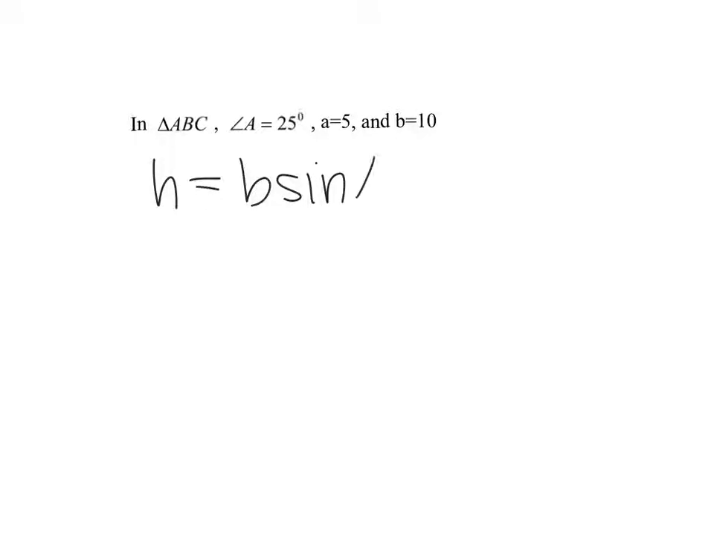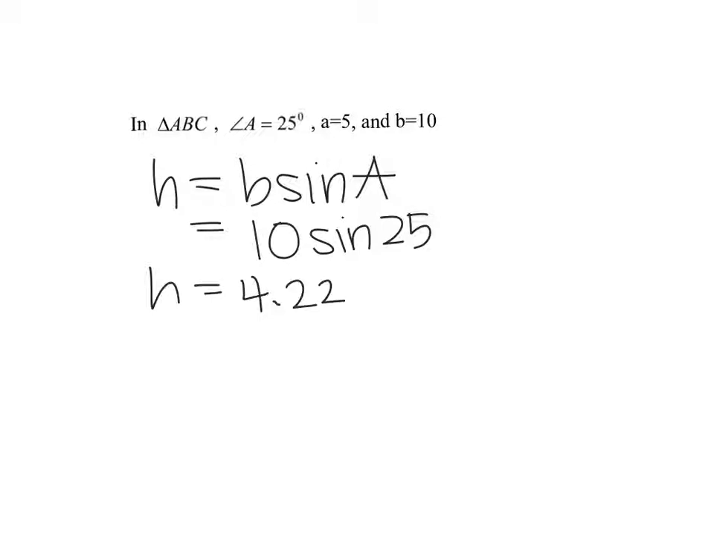So let's take a look at our last example. So angle A is 25 degrees, A is 5, and B is 10. So again, we have to first start with finding the height. So B times sine of A, 10 times the sine of 25. So our height is going to be about 4.22.